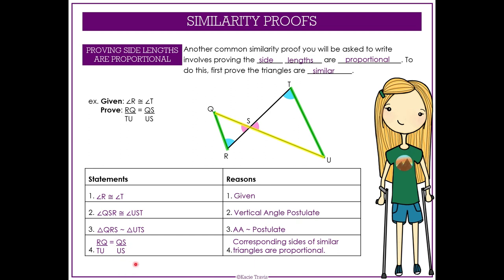One thing I want to make sure that you're aware of: when you're naming these triangles to prove that they are in fact similar, you want to make sure that you name them according to what angles are congruent to each other. S and S are both in the same place, R and T are in the same place because they both are already congruent. And if these two are marked the same and these two are marked the same, these last two angles that weren't marked have to be the ones that match up. That's why Q and U are going first in both of these.